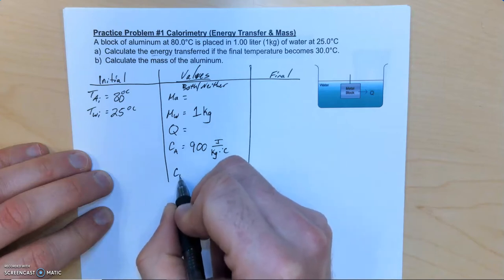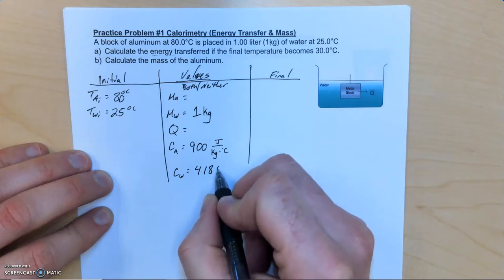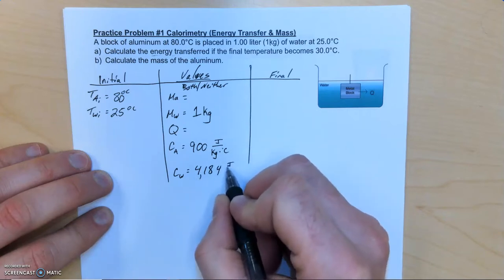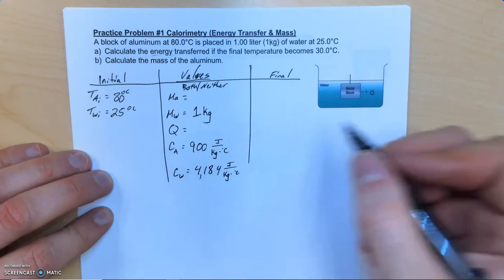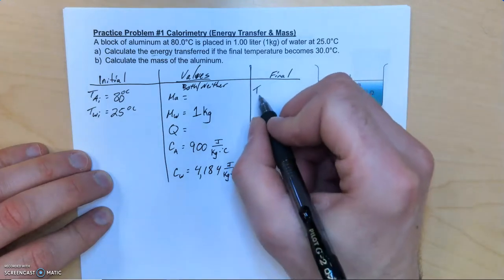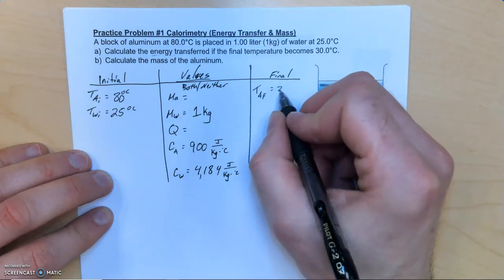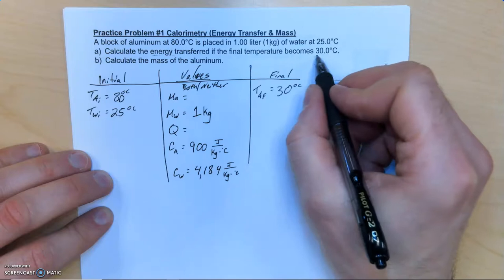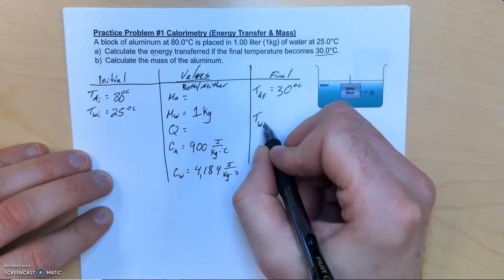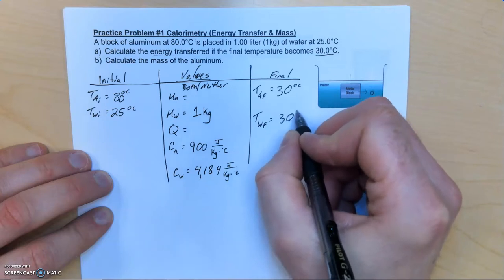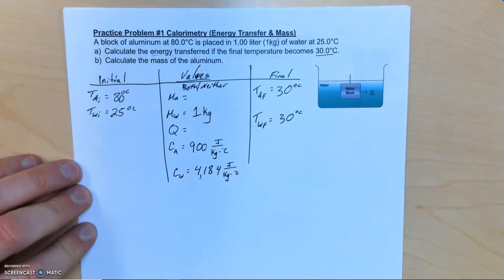And the specific heat of water, we know, is 4184 joules per kilogram degree Celsius. Again, those come from just charts on the internet. And final thing, what's the final temperature of the aluminum? Aluminum final, we know it's going to be 30 degrees Celsius. It says that right there. And of course, the final temperature of the water is also the same. All right, so those are our known values.